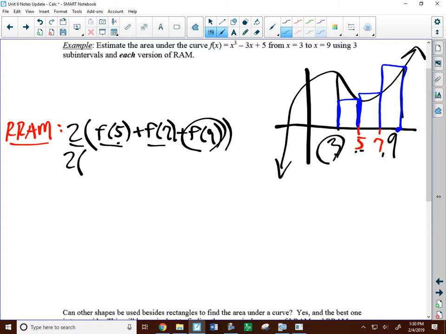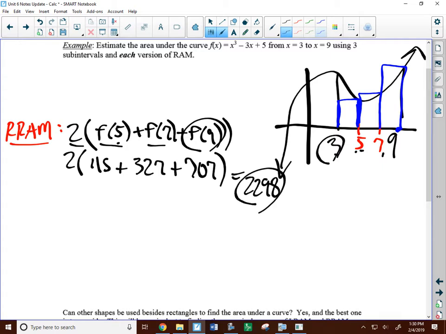So sometimes it seems like a lot of work, but you repeat most of it for this one and a little for the next. So this one we already did. It was 115. 7 was 327. And if you plug in 9, 707. Okay, and I got 2298.